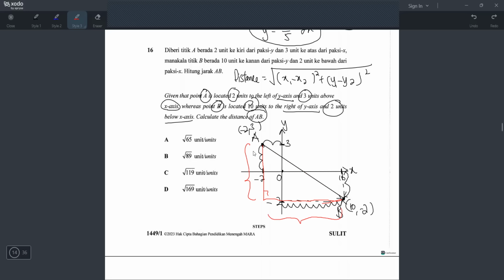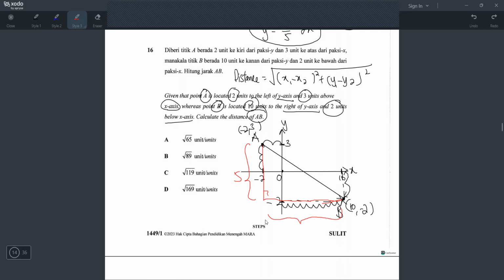So how many units from here to here? From here to here got 3 units already, right? 1, 2, 3. And then here, I think you have to go down 2 units. So in total it's 1, 2, 3, 4, 5. So it's 5 units, okay? Don't look at the negative sign. The negative sign is not important because we only want the number of units. The negative is just because it's below zero. We only want the length.